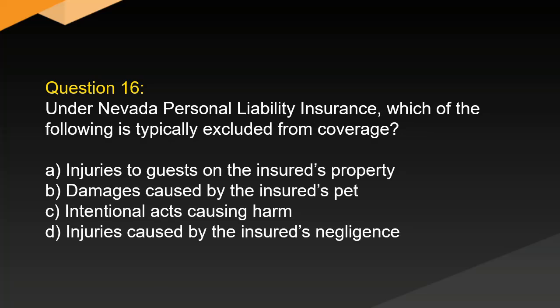Question 16. Under Nevada personal liability insurance, which of the following is typically excluded from coverage? A. Injuries to guests on the insured's property. B. Damages caused by the insured's pet.